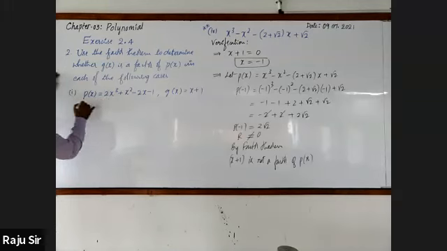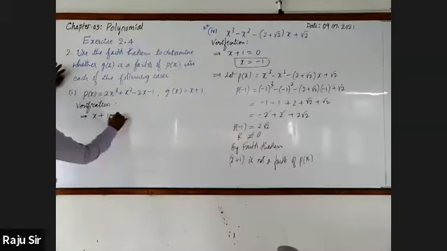You are going to check whether it is a factor. Again, you must write verification. Remainder is 0. Wait. G of x is x plus 1. So x plus 1 equal to 0, x equal to minus 1.